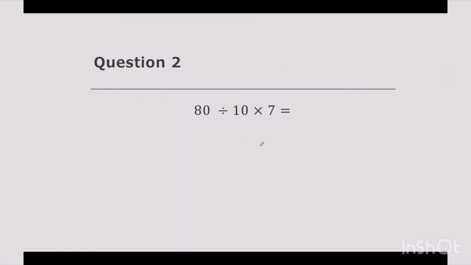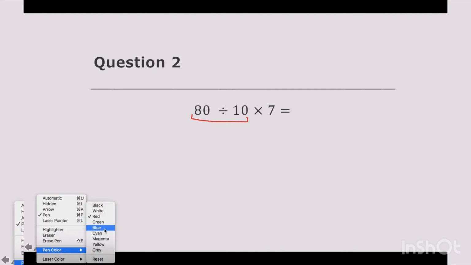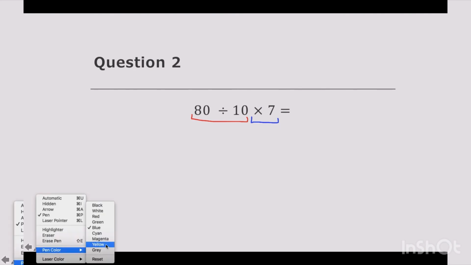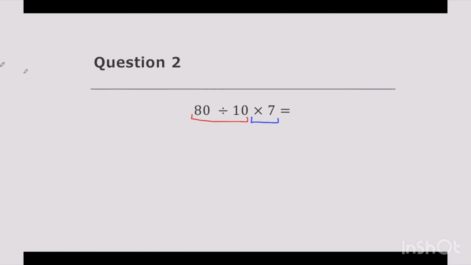Alright, question 2. 8 divided by 10 times 7. Alright, let's do the same thing we did. We divide it into steps. So first we're going to do 8 divided by 10. You're not going to draw 86, are you? Don't do that because there's a lot. Your hand's going to hurt a lot.